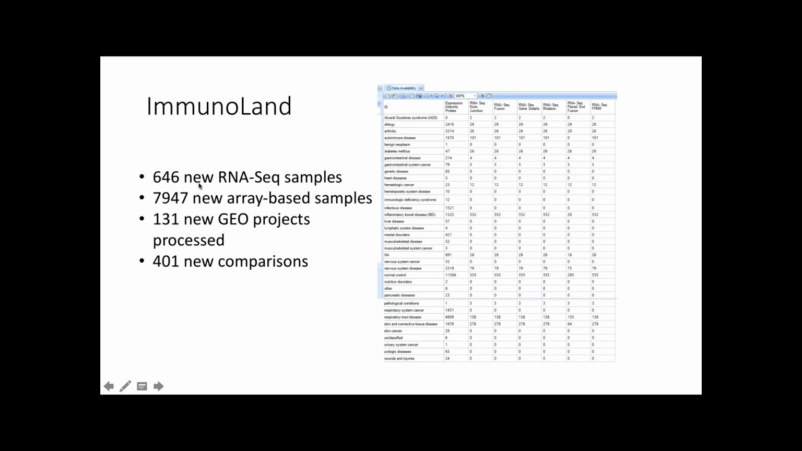In ImmunoLand, there are nearly 650 new RNA-Seq samples in the land, about 8,000 new array-based samples, and we've processed 130 or so new GEO projects, and that's across 401 new comparisons. As a reminder, a comparison would be for each individual data set. You're going to have multiple comparisons potentially comparing different groups, so treated versus control, disease versus normal, responder versus non-responder, that type of thing. Everything's been fully curated as before, and is now available, or will be available when your system's been updated.